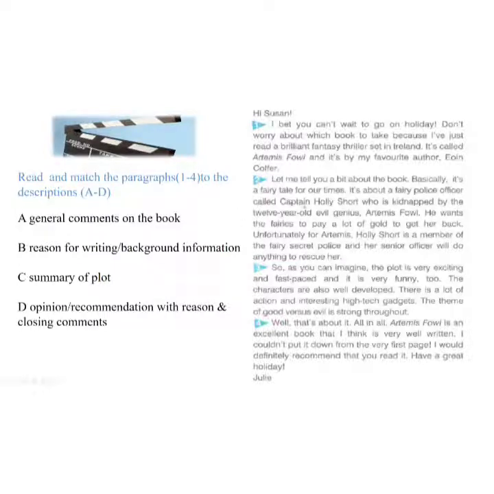The next paragraph, paragraph number 2: let me tell you a bit about the book. Basically, it's a fairy tale for our times. It's about, and so on. So you can see that it gives a summary of the plot. There are not many sentences, and all of them are in the present tense. As I said before, he wants, it's about, and is.